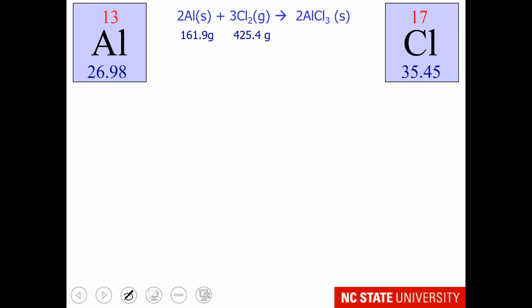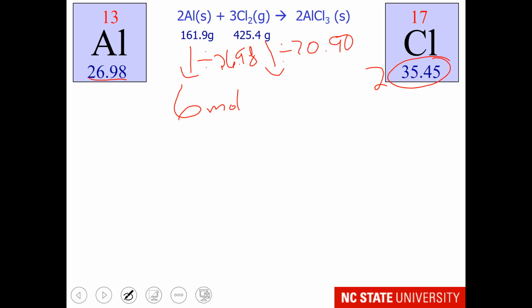First things first, we're going to find the molar amounts of each material that we have. So if I take 161.9 and divide it by 26.98, which is my mass of aluminium, I wind up with 6 moles. If I take my 425.4 grams and divide it by the mass of Cl2, so there's 2 of those, I'm going to divide by 70.90, I also wind up with 6 moles.